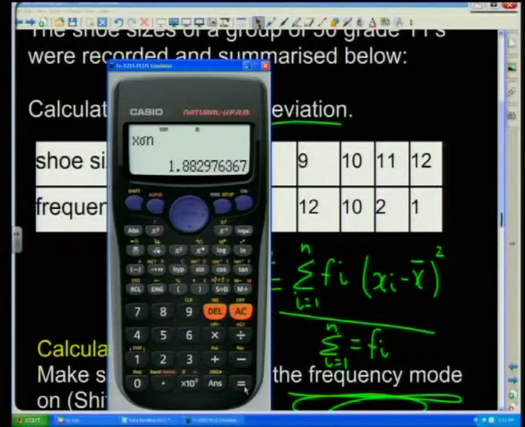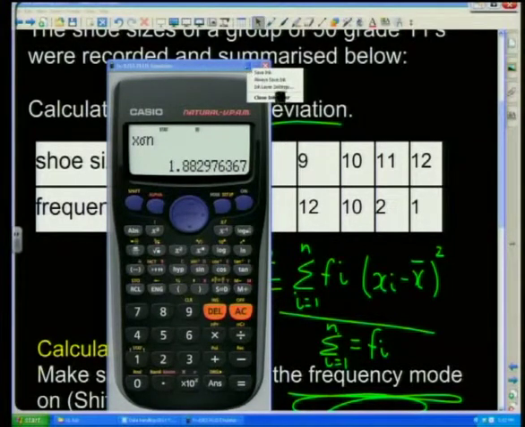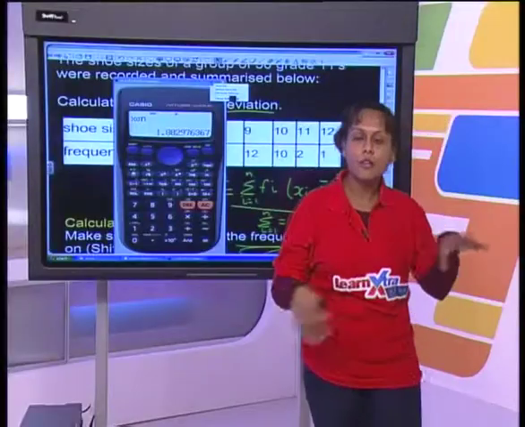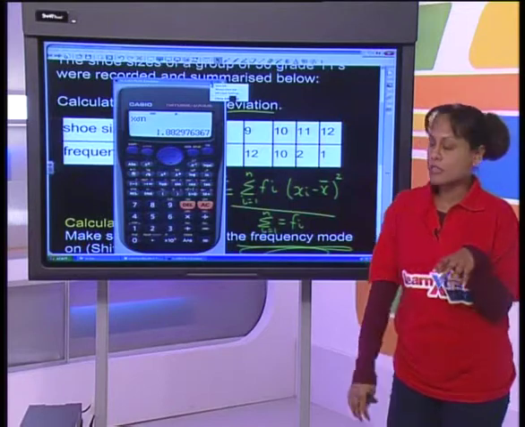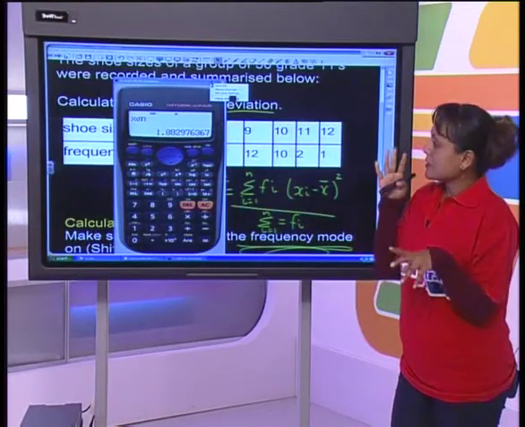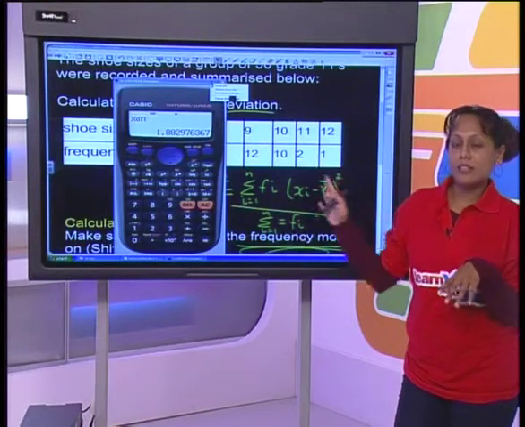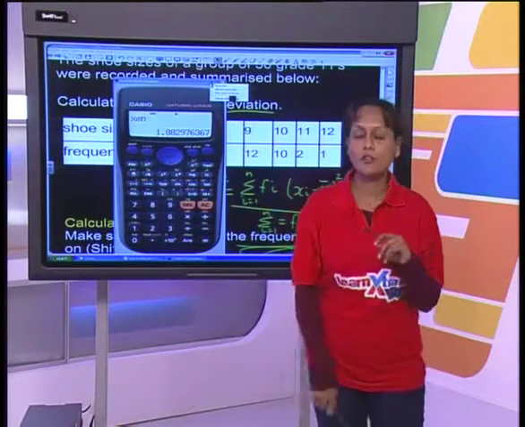For some reason I've got ink layers just coming up all over the place. I'm not sure what's going on there. But anyway, we've got our standard deviation as 1,88297, and we did it really quickly on our calculator. You can do this using the table, but as I said to you, it's going to be really, really long. So just do it on your calculator.